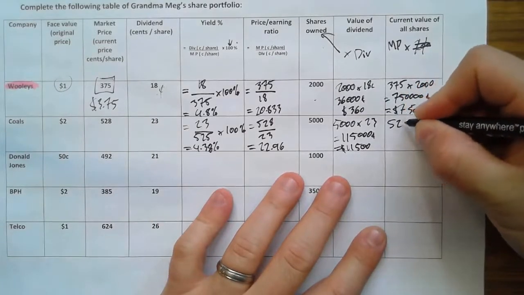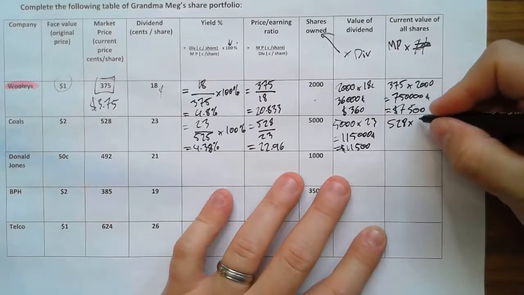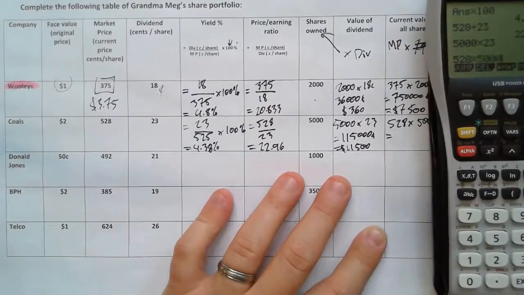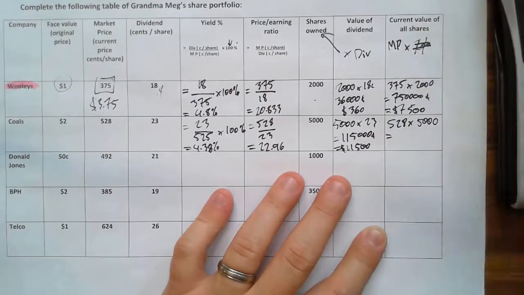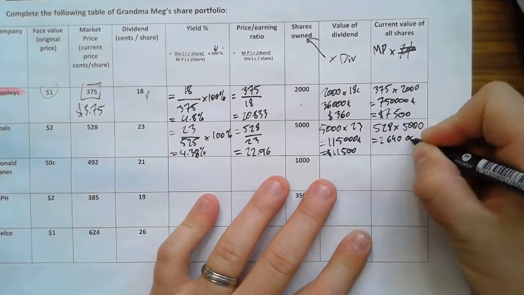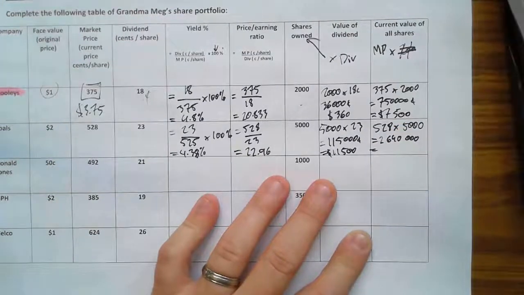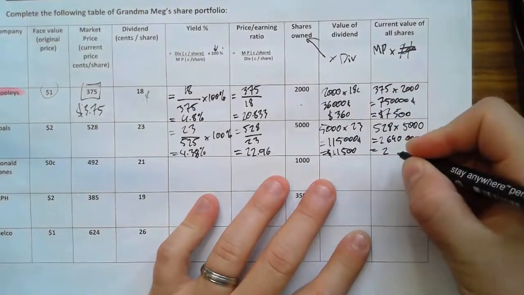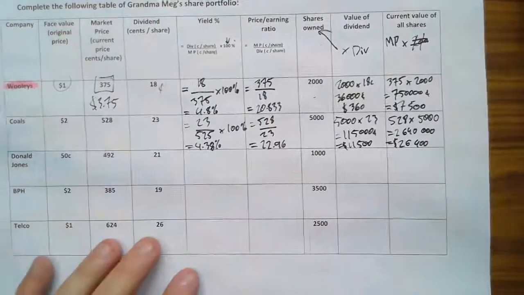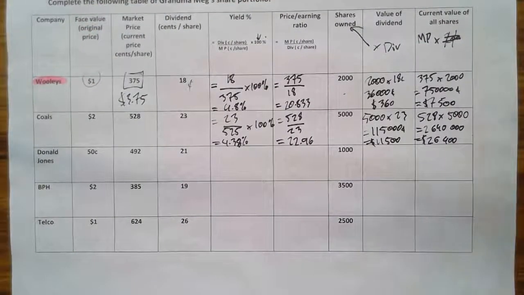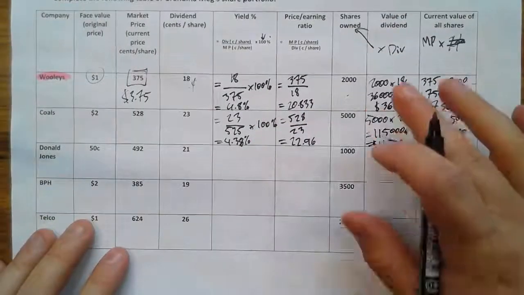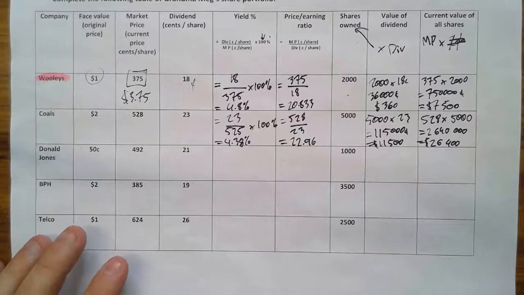And then last of all, current value of shares: market price times your number of shares. The market price is 528 times 5,000 shares, that's a big number, 2,640,000 cents, which is $26,400. It's pretty good. So there we go. That is completing this table, working out yield, price earning ratio, dividend, and current value.